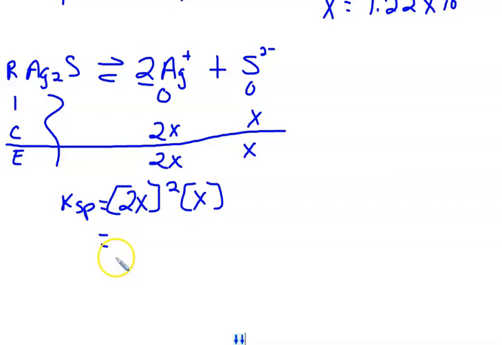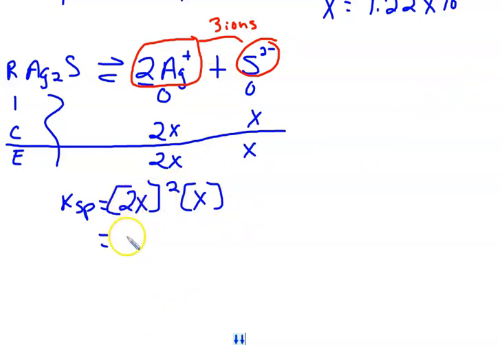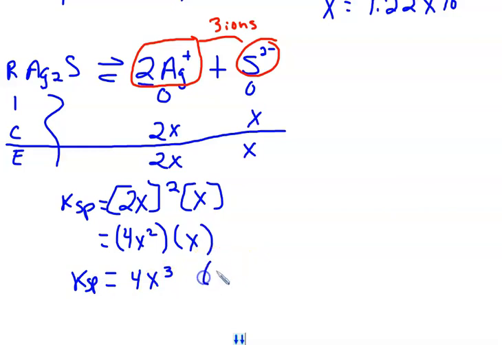Alright, I'm going to do some simplification so you can start to see something. Okay, so anytime, let's talk about how many particles we have here. How many ions do we break into? There's 2 there and 2 there, so we have 3 ions. So if I simplify this, that 2 is also being squared. This is 4x squared, times x. I'm going to simplify a little bit more. You get 4x cubed equals Ksp. That is the pattern for 3 ions in a Ksp. So x squared for 2 ions, 4x cubed for 3 ions.